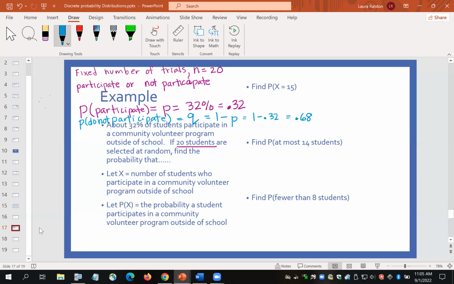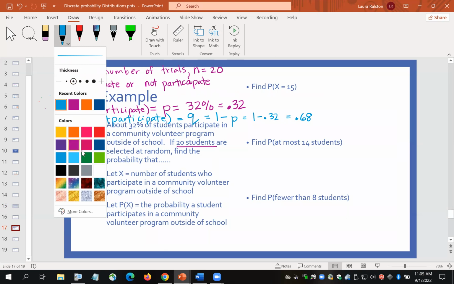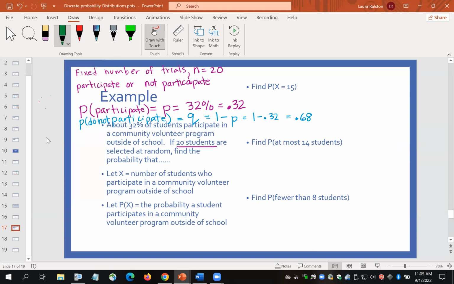So let's look first thing this morning at how to calculate this binomial distribution in Minitab. It tells us in the problem that X represents the number of students who participate in a community volunteer program outside of school. And we know that we're going to survey 20 students at random. And so we need to think about what values we can have for X.